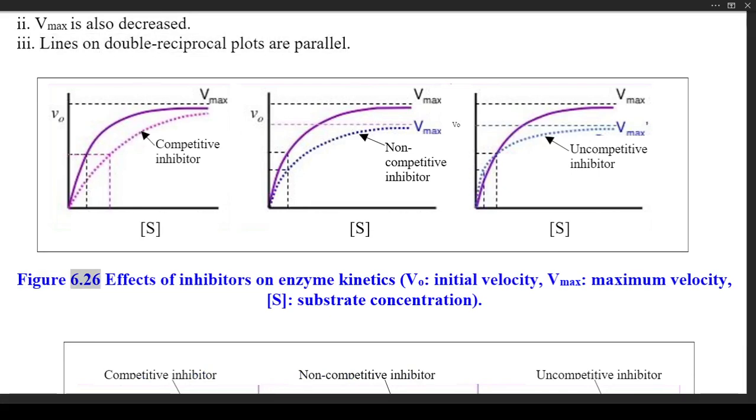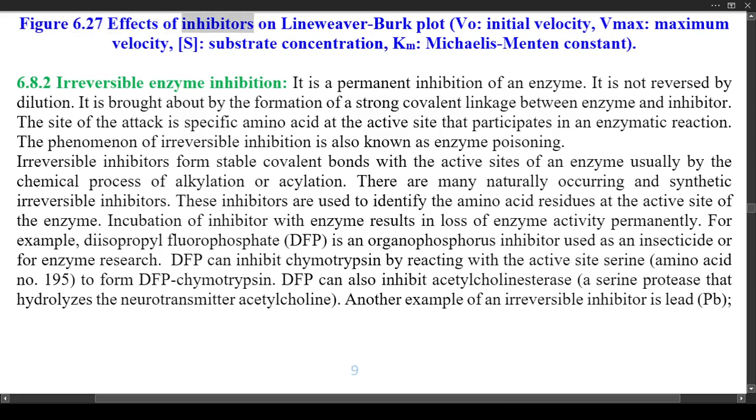Figure 6.26 Effects of inhibitors on enzyme kinetics. V0, initial velocity; Vmax, maximum velocity; S, substrate concentration. Figure 6.27 Effects of inhibitors on Lineweaver-Burk plot. V0, initial velocity; Vmax, maximum velocity; S, substrate concentration; Km, Michaelis-Menten constant.